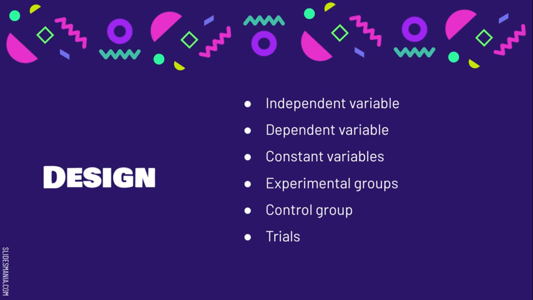Okay. Experimental groups. This is the group that is subjected to your test condition, that's not a normal condition. The control group is the group that is experiencing the normal condition. Not all experiments will have an experimental group and a control group.